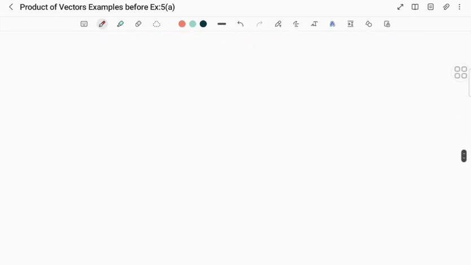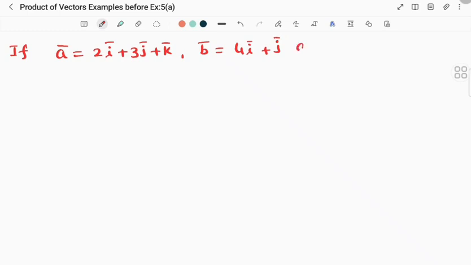Now question number 8. If a bar equal to 2i plus 3j plus k, b bar equal to 4i plus j, and c bar equal to i minus 3j minus 7k.